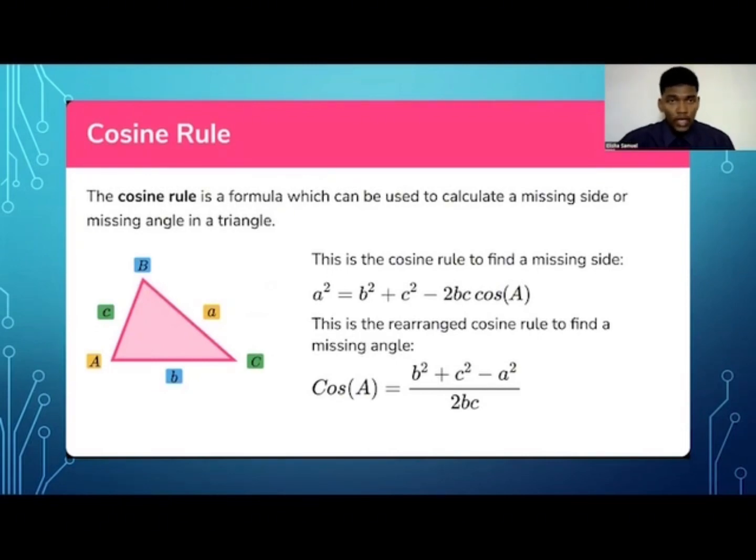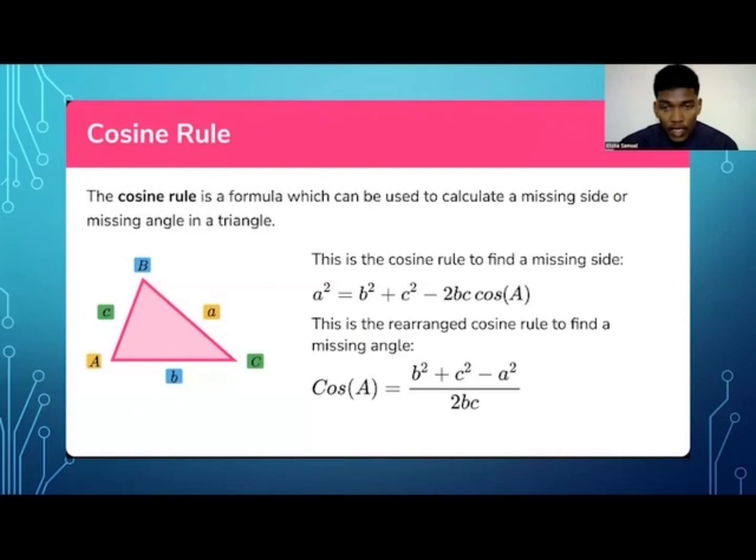Okay, the fourth formula is the cosine rule, a formula which can be used to calculate a missing side or missing angle in a triangle. The cosine rule is used to find the angle and also the length of the side. However, there are only two cases where the cosine rule can be used. Now we see the first case. It's only two sides and also one given angle. For this case, the question will usually ask for a length.